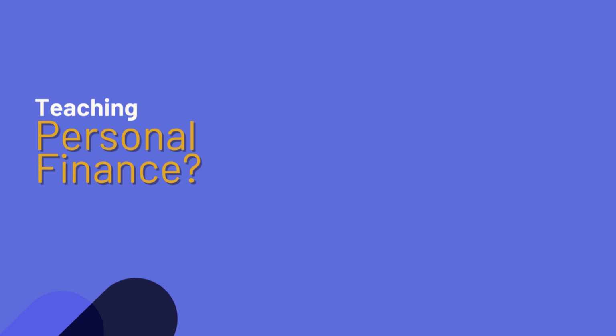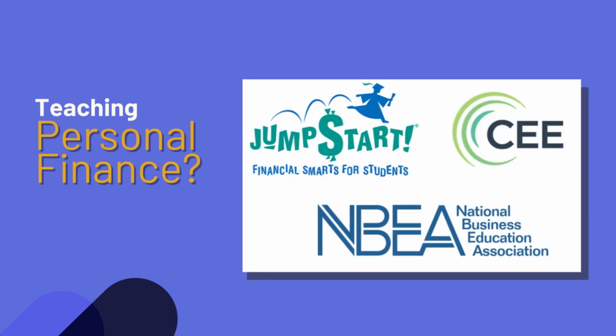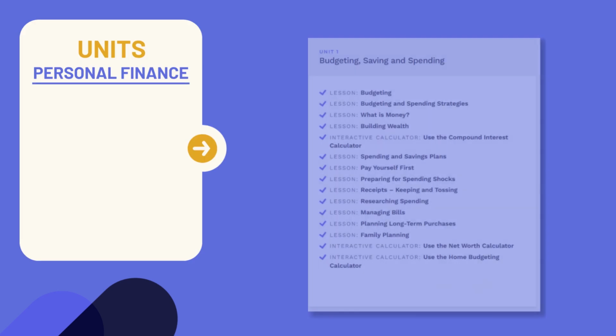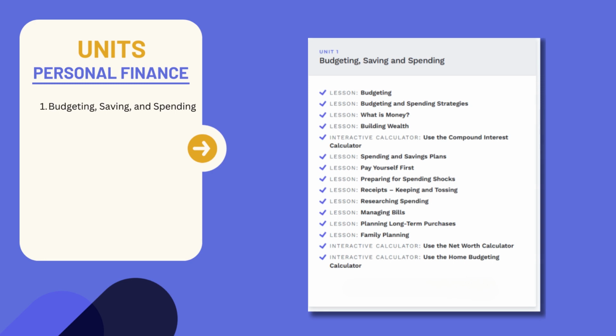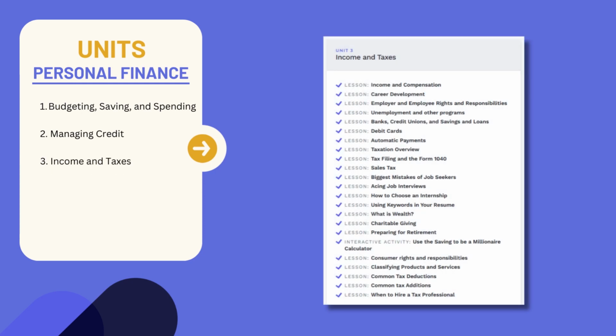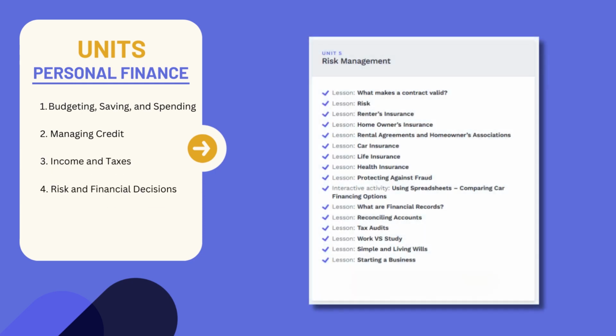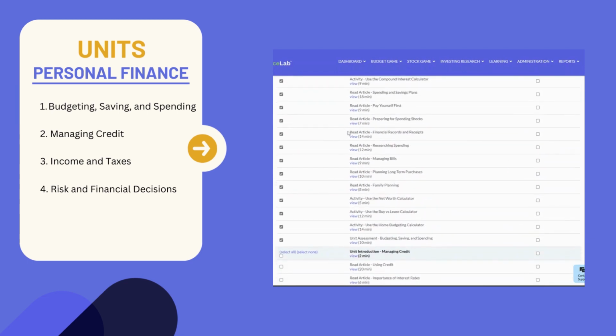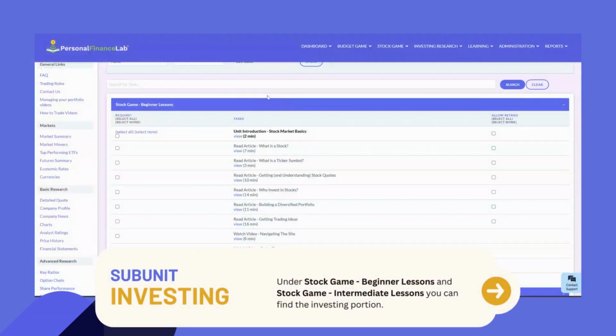If you're teaching a personal finance class, we have lessons aligned to the Jumpstart National Standards. Under the Personal Finance section, there are 4 units. Unit 1 covers budgeting, saving, and spending. Unit 2 covers managing credit. Unit 3 covers income and taxes. And Unit 4 covers risk and financial decisions. Each unit begins with an introduction and ends with a unit assessment, so you can create assignments based on each of the main categories of financial literacy.